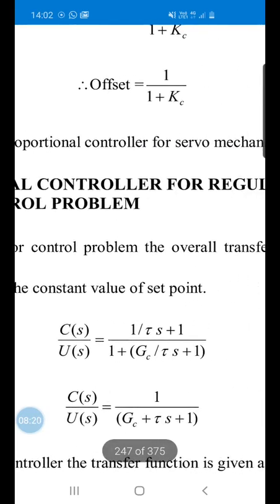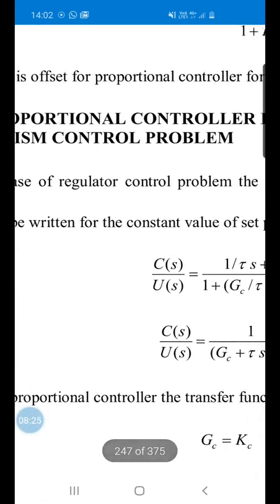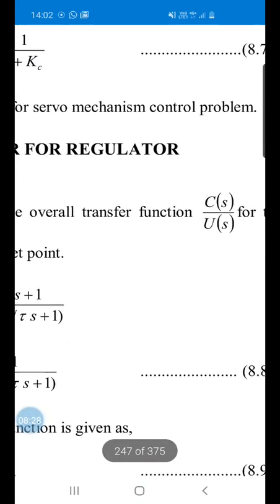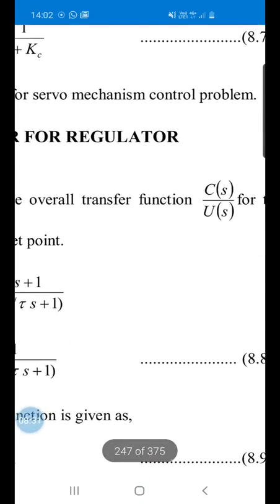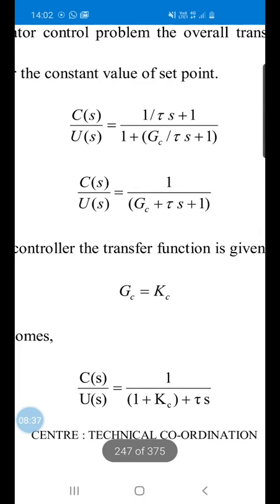Next is about the proportional controller for the regulator mechanism control problem. So in the case of the regulator control mechanism problem, the overall transfer function will be written as c by u. Is it right? The equation will be written at a constant value of set point, because in the regulator mechanism problem the set point remains constant. What is c by u? C of s by u of s is equal to, again you go to the unity feedback system, 1 upon tau s plus 1 upon 1 plus Gc upon tau s plus 1.